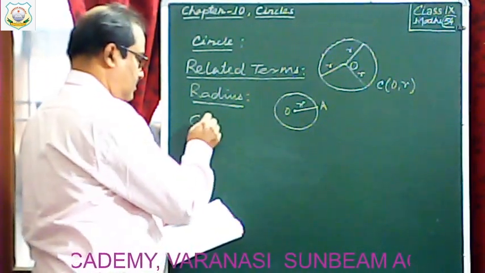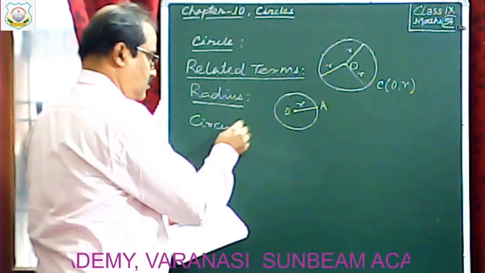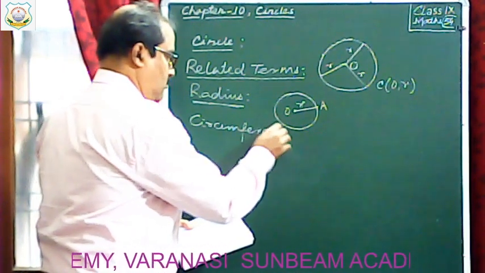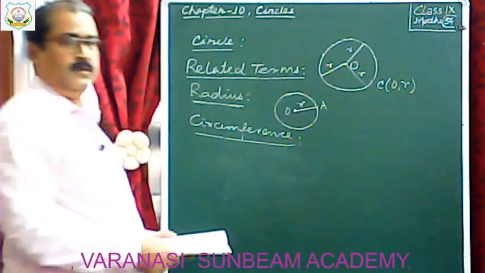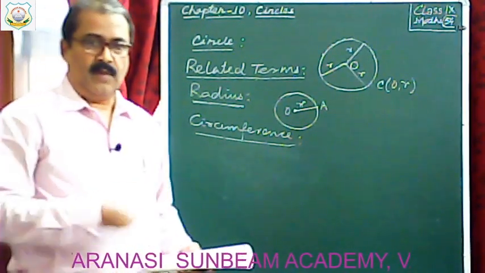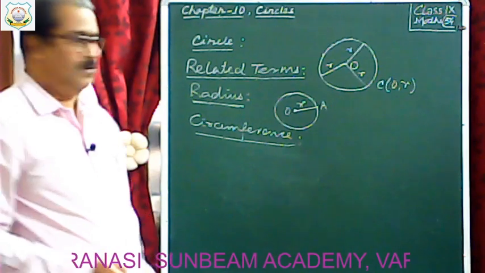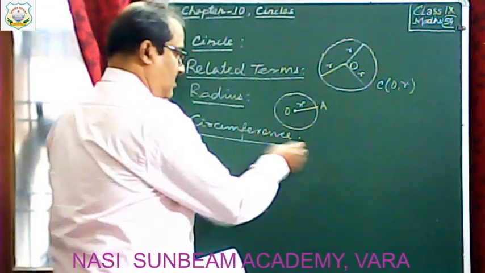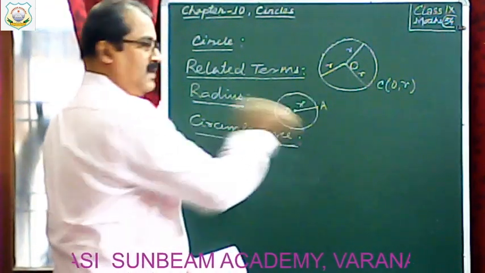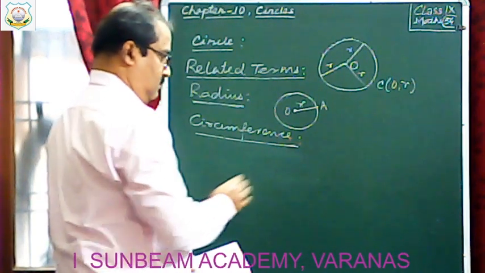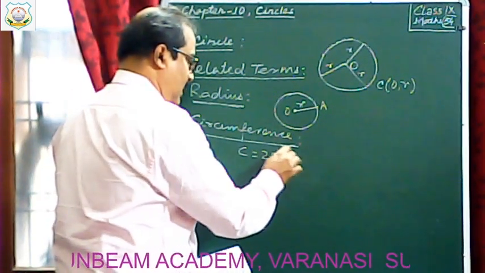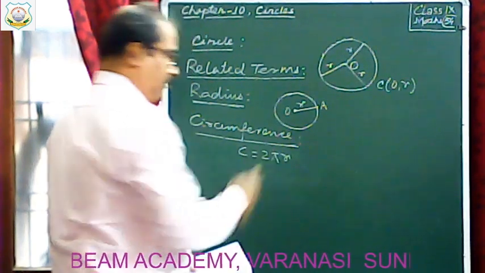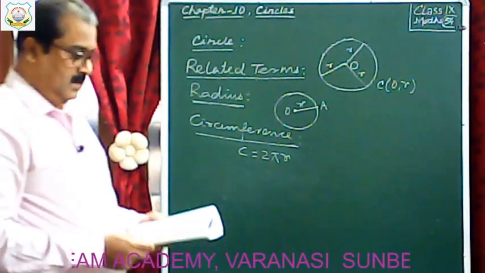Circumference. The length of the boundary of a circle is known as circumference. The length of the boundary or perimeter of a circle is known as circumference. The circumference of a circle is equal to 2 pi r.